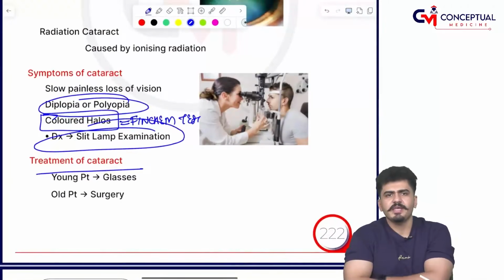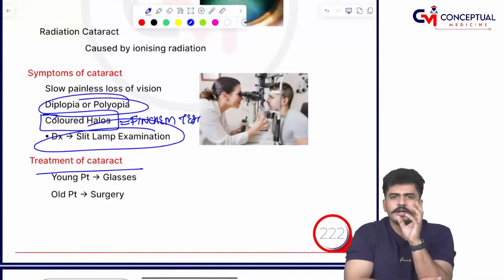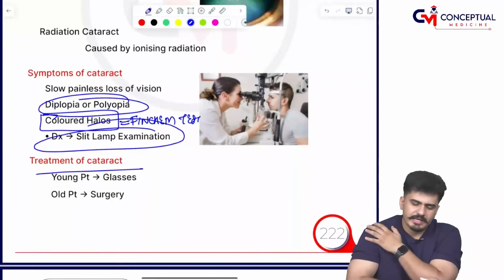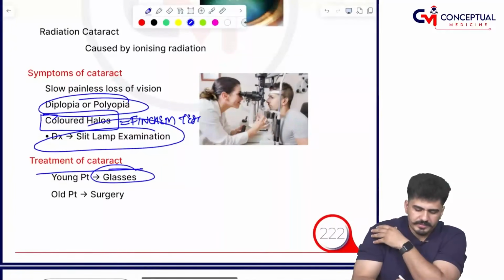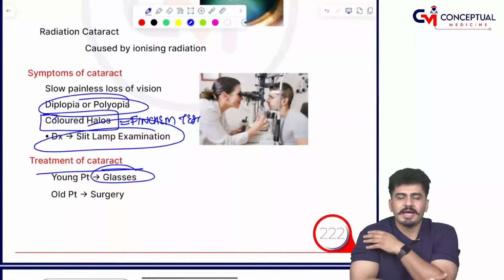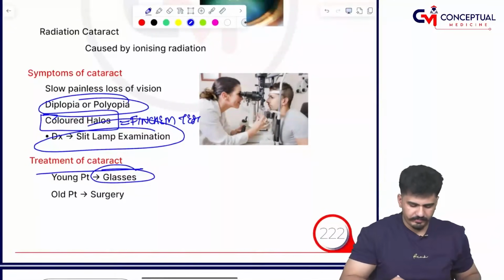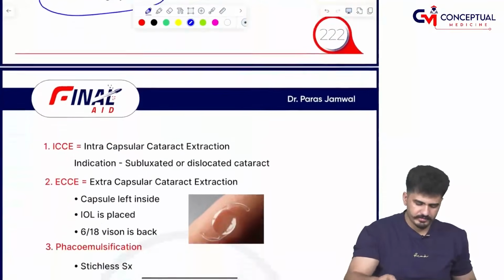Treatment of cataract. See, if a young patient is there, we avoid surgery because we require accommodation power in an adult. So in a young patient, we prescribe glasses. And in the old patient, where we do not need accommodation, there we will prefer surgery.